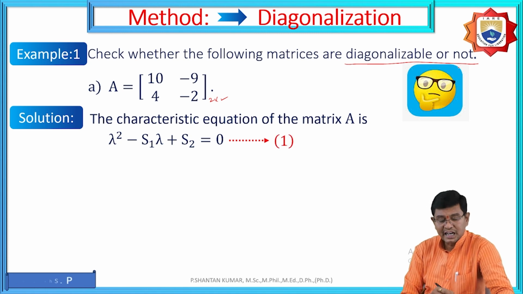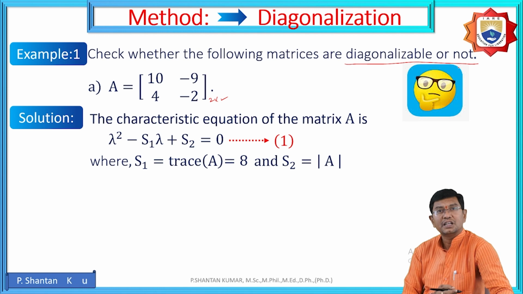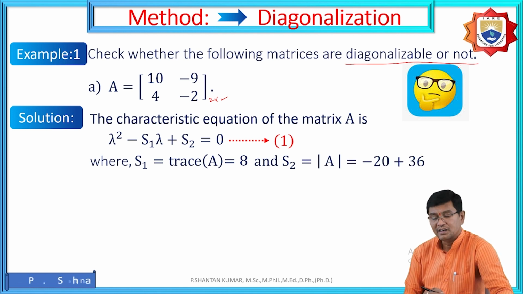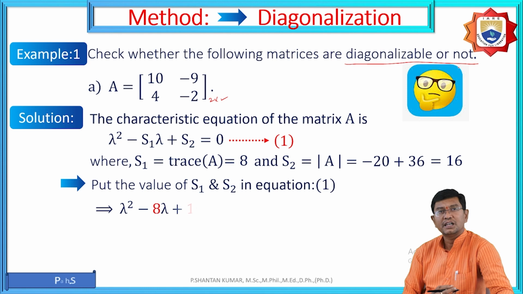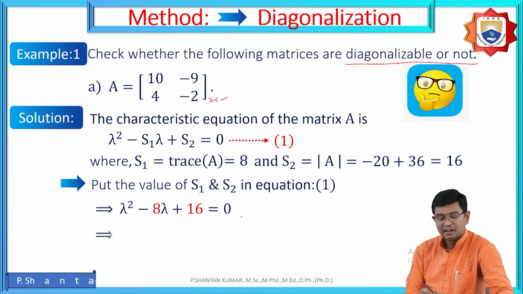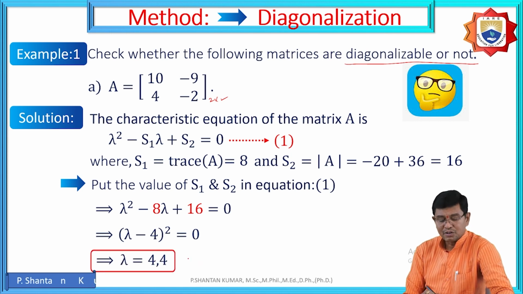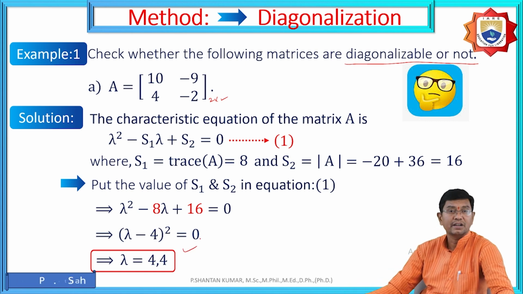Using this, s1, the trace, is 10 minus 2, which is 8, and s2, the determinant of the matrix, is clearly 16. Therefore we replace these in equation 1, and the equation is reduced to this. Solving this equation, lambda is equal to 4, 4. Observing these eigenvalues, we need to find the eigenvectors.